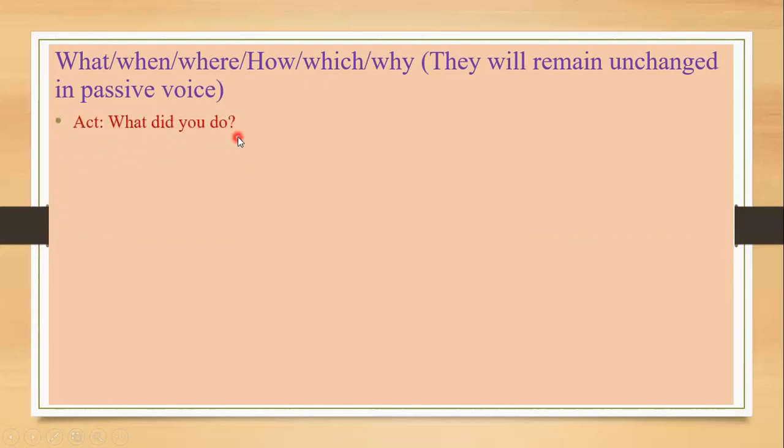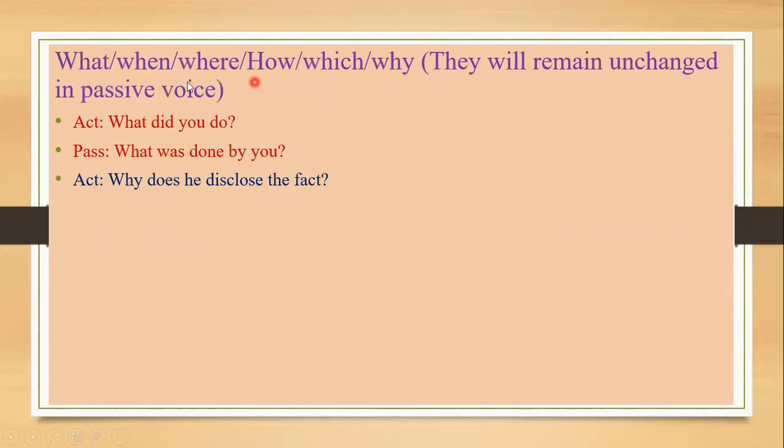Suppose, What did you do? Here I have written what, then was, because you know the sentence is active voice in past indefinite tense, that's why was. What was done by you? Okay, another sentence: Why does he disclose the fact? I will not change the why, because I told earlier that these words should not be changed. Why is the fact disclosed by him? In this active voice, present indefinite tense is used. That's why is has been taken as the auxiliary verb.